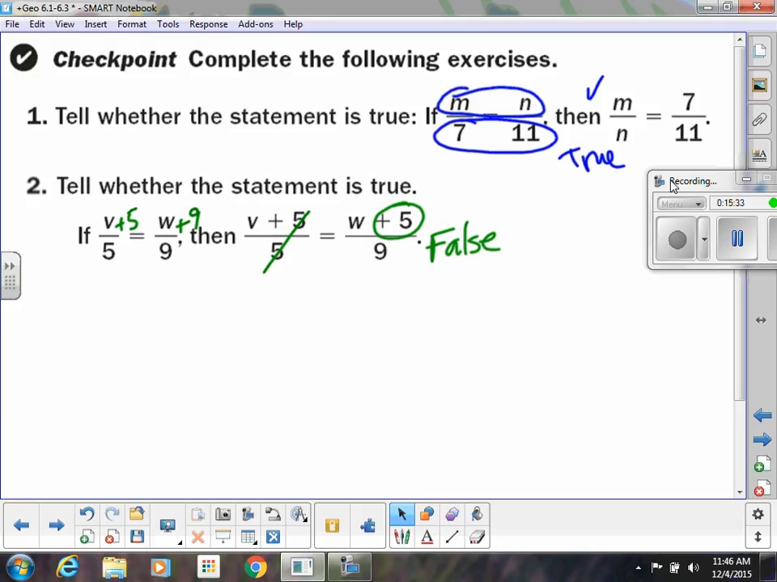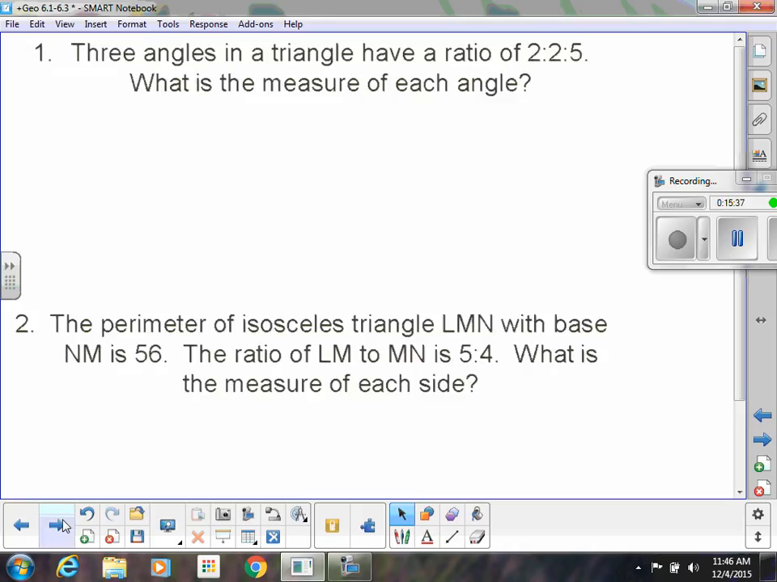We're going to move on and talk about this problem. Okay. So we have 3 angles in a triangle, and they have this ratio of 2 to 2 to 5. And I want to make sure we're okay. It's okay to have a ratio with more than just 2 numbers in it. They just keep going with their colons. And they want to know what is the measure of each angle.